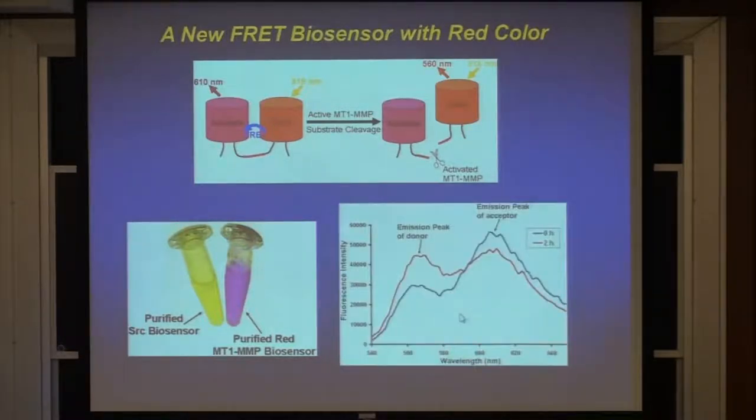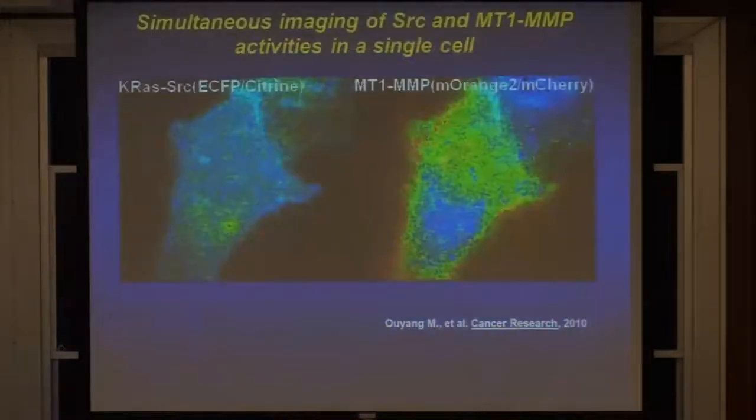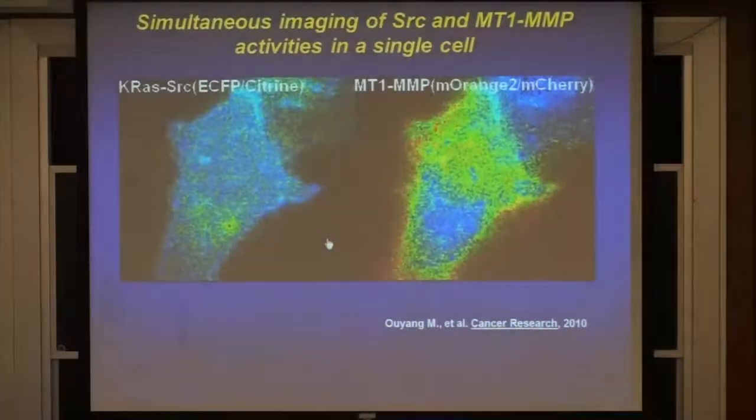And that's the spectrum of them. So if you can imagine, if we can install an optical filter in the microscope, you can easily separate the fluorescence emissions from two different biosensors and simultaneously visualize signals in the same cell. So this is what they want to demonstrate.